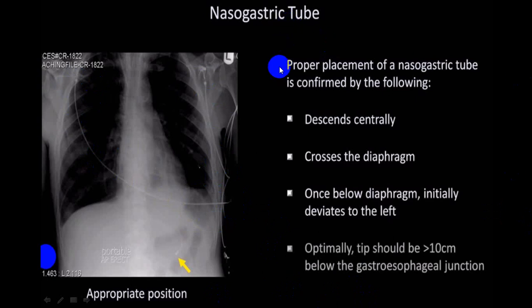Now this nasogastric tube should be placed properly. It should be in the center. It should cross the diaphragm. It should be below the diaphragm and should be on the left side, and should be minimum 10 centimeter below the gastroesophageal junction. So that should be the exact position of the nasogastric tube.